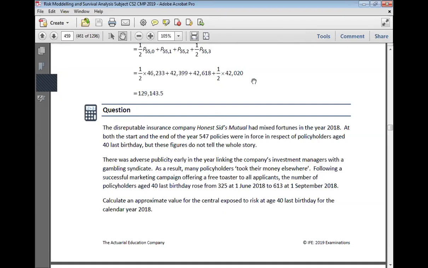Yes, ma'am. The disreputable insurance company, Honest Mutual, had met the fortunes in the year 2018. At both the start and the end of the year, 547 policies were in force in respect of the policyholders age 40 last birthday. But these figures do not tell the whole story.